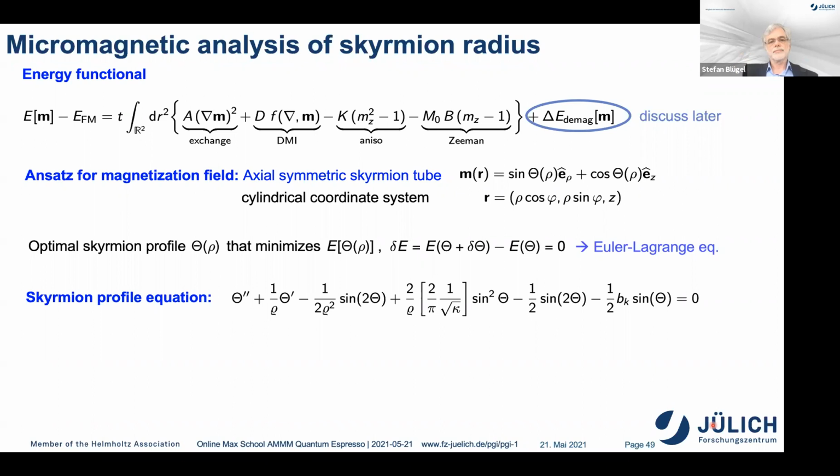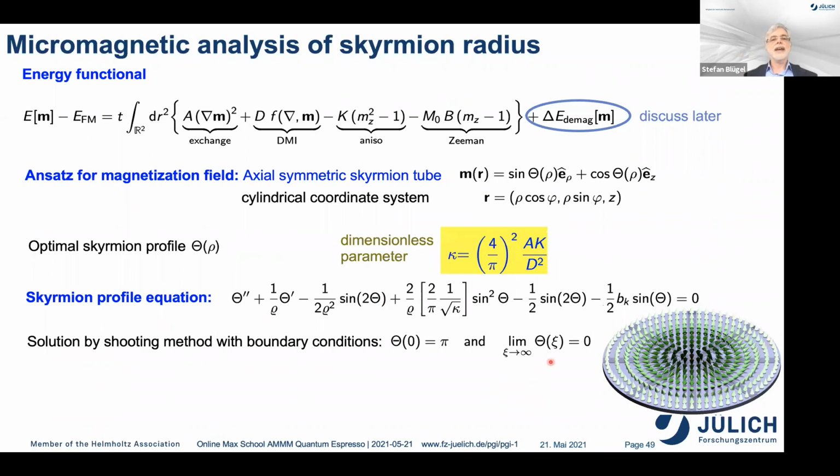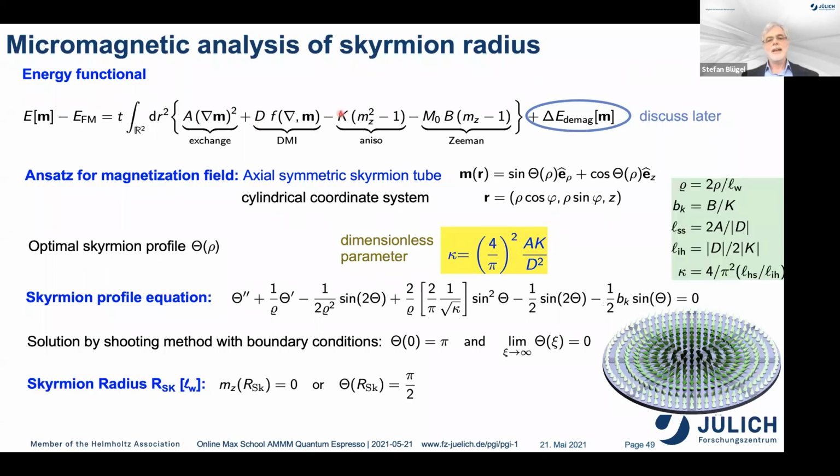Which optimal profile minimizes the energy of the skyrmion? And if I do that, I'm coming to a skyrmion profile equation, which is terribly complicated, very nonlinear, but I can solve it, for example, numerically by certain boundary conditions, saying that the spin inside the skyrmion points down and outside of the skyrmion, it matches to the ferromagnetic state. And what enters in this equation is a dimensionless parameter, which is basically this kappa, which depends on all these parameters, which I have first calculated by ab initio. And my equation is written in the units of this domain wall width, which I showed you before.